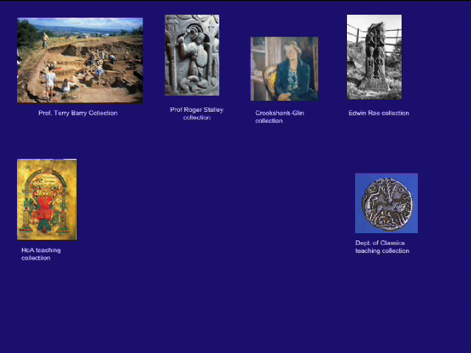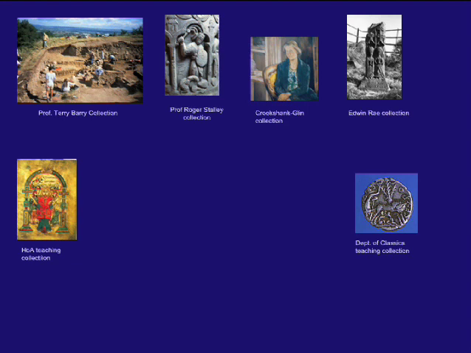We have collections that have been built up by individual academics around their own research, but also for use in teaching. Some of these collections, like Professor Terry Barry's and Professor Roger Stalley's, are mainly made up of photographs that they've taken themselves, and so the copyright issue is wonderfully clear. Other collections, again often personal research collections, like the Cruikshank Glyn collection, have been built up by gathering images from lots and lots of different sources. In the case of that particular collection, gathered mainly by chopping up exhibition catalogues over the last 40-odd years and filing them away.